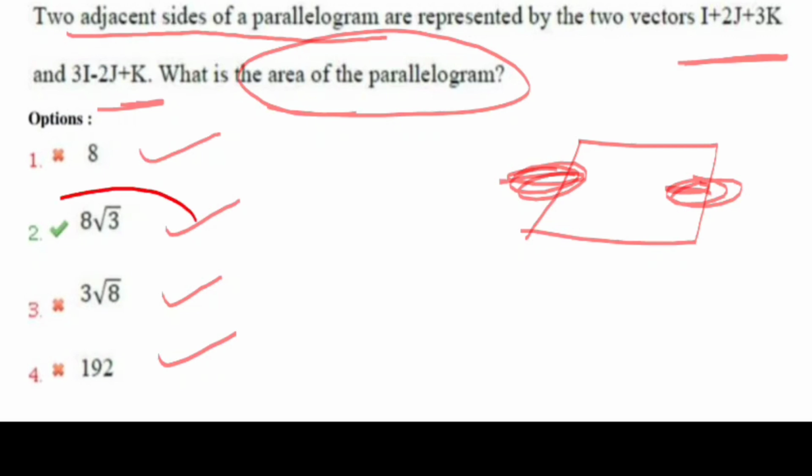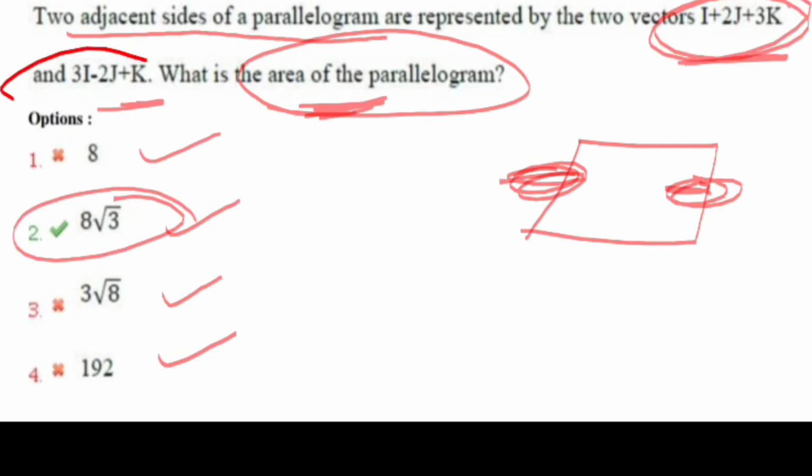So the answer will be 8 root 3. If you are asked for area and these two sides are represented by two vectors, you should do the cross product of the two vectors. You will get the answer.